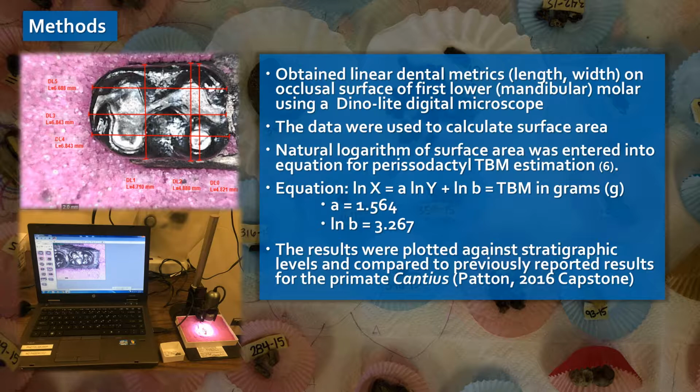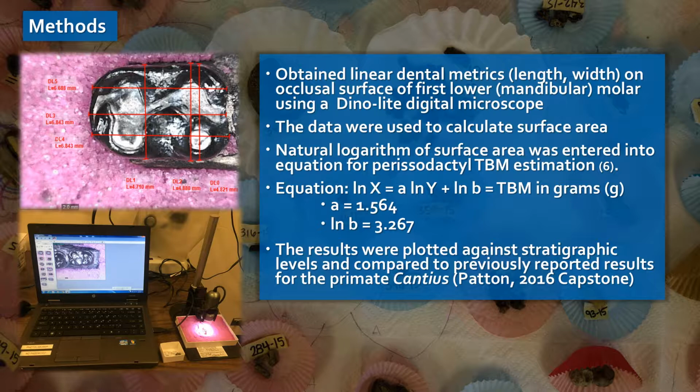Legendre's equation is as follows. ln x = a ln y + ln b, where x is the total body mass in grams, y is the surface area of the tooth in millimeters squared, a is the slope, and ln b is the intercept. Legendre has set a's and ln b's for different systematic groupings. Specifically for paraxonians, a equals 1.564 and ln b equals 3.267.